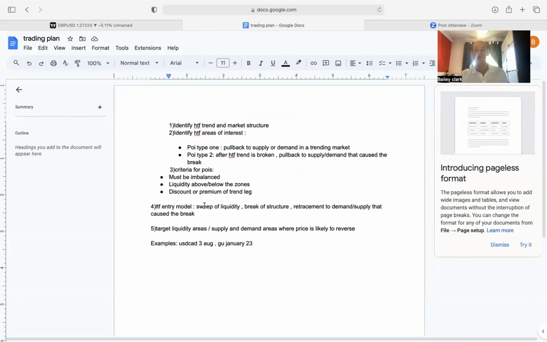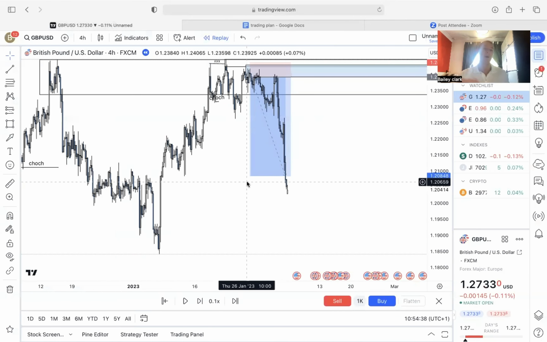Lower time frame entry model, we want to see a sweep, a break, and then a retracement to the candle that swept liquidity and caused the break. And then we're targeting liquidity areas either below or above, depending on the direction. And it's as simple as that.